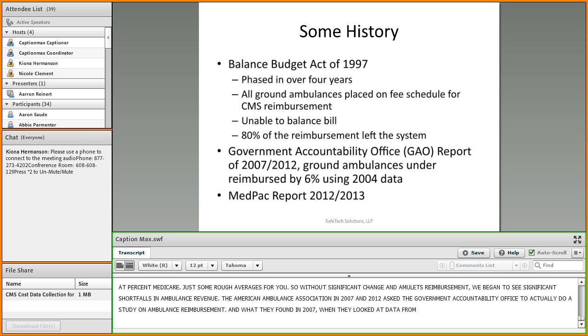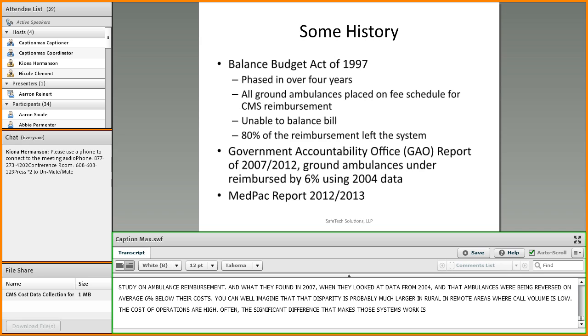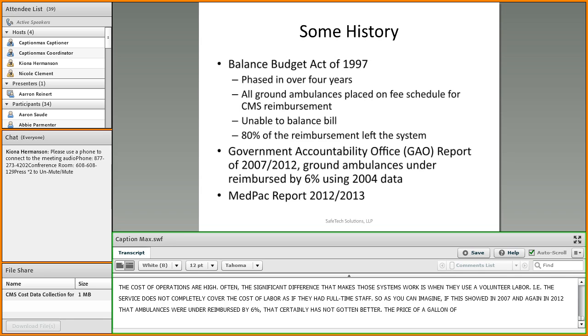So with that significant change in ambulance reimbursement, we began to see significant shortfalls in ambulance revenue. The American Ambulance Association in 2007 and 2012 asked the Government Accountability Office to actually do a study on ambulance reimbursement. And what they found in 2007, when they looked at data from 2004, is that ambulances were being reimbursed on average 6% below their cost. You can well imagine that that disparity is probably much larger in rural and remote areas where call volume is low, but the costs of operations are high.